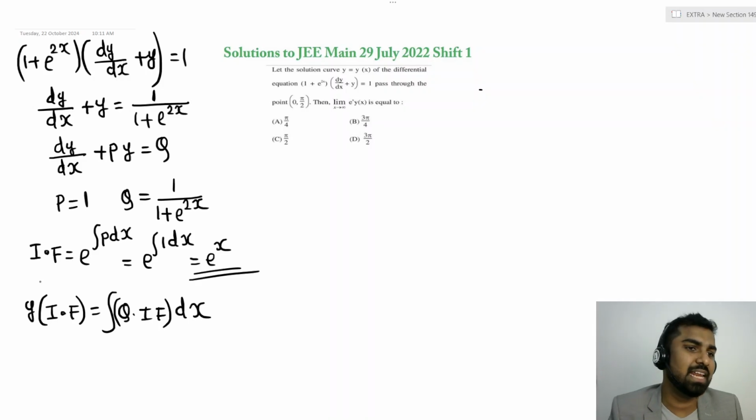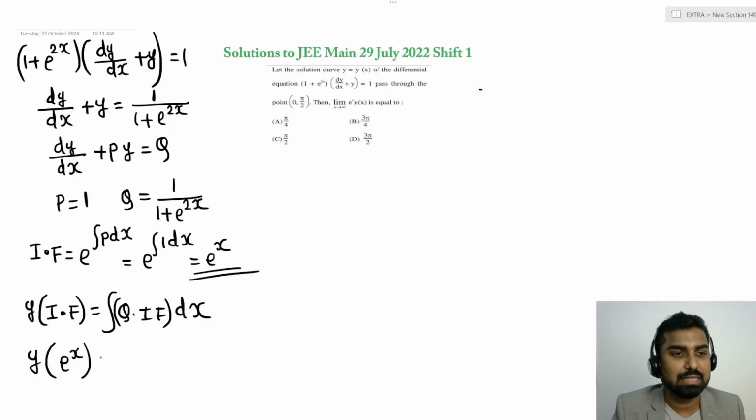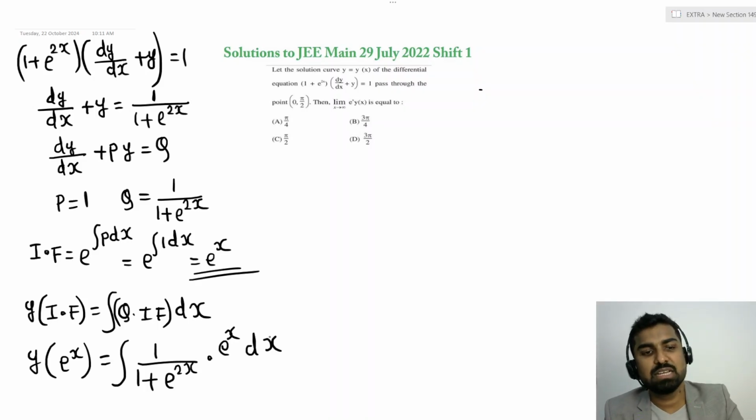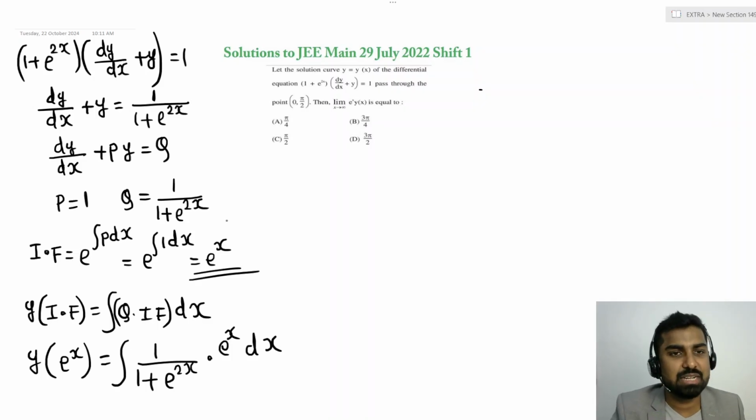So y into the integrating factor, e raised to x, will be equal to integral of q, which is 1 divided by 1 plus e raised to 2x, into the integrating factor e raised to x, dx. Now if I integrate this, y into e raised to x will be equal to the integral of e raised to x divided by 1 plus e raised to 2x dx.